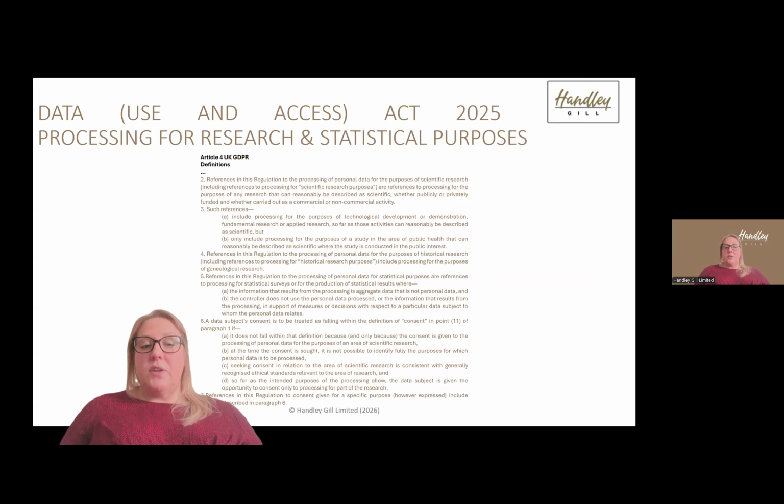So Article 4 of the UK GDPR gets a new Article 4.2. So all the current text of Article 4 of the GDPR has become Article 4.1. There is now Article 4.2. Processing for the purposes of scientific research is processing for the purposes of any research that can reasonably be described as scientific, whether publicly or privately funded, and whether carried out as a commercial or non-commercial activity. That includes processing for technological development or demonstration, fundamental research or applied research, so far as those activities can reasonably be described as scientific. That is not really new.